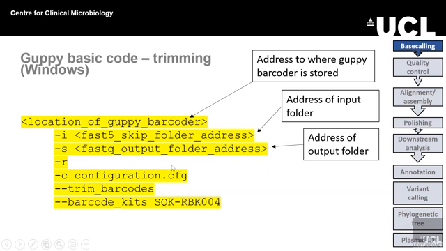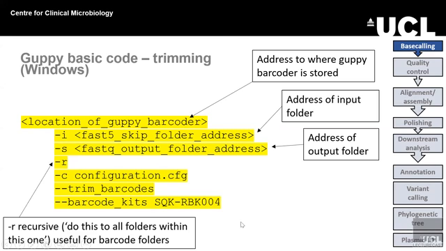R is something we can introduce here. If you put R, that basically means the folder. That's really useful. For instance, if you've got a folder called barcodes, and within that folder you've got all of your individual barcodes, so barcode 1, 2, 3, etc., you can just put barcodes as your input address, and it will go through all of the individual folders within it and trim everything that it finds. So that's a really useful command.